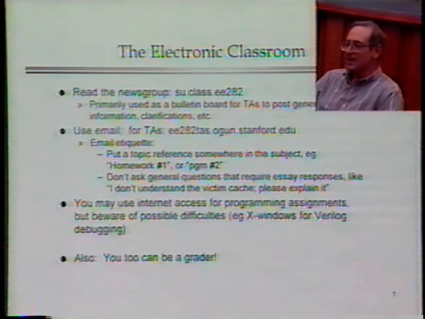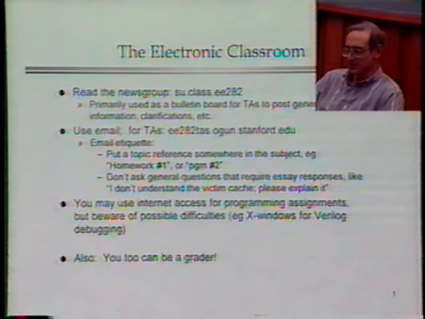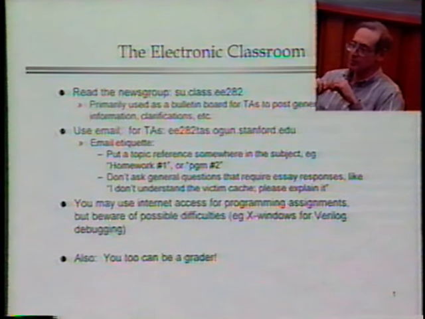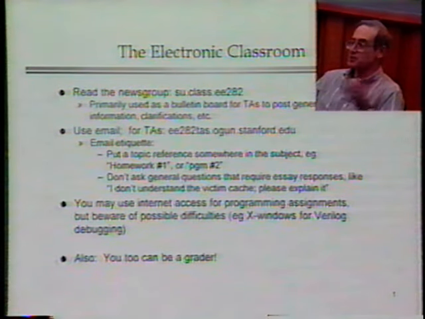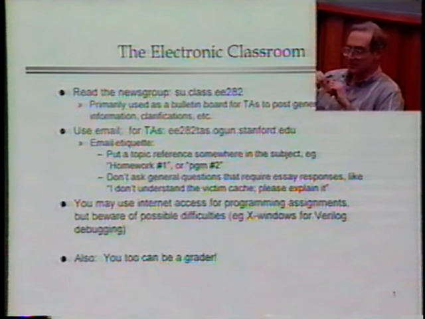Don't try to ask general questions that require essay-type answers, like, how does the cache work, from the TAs on the electronic mail mechanism. If you've got those sorts of fundamental dilemmas, it's important to resolve them. Come talk to us. Talk to me, talk to the TAs. But don't expect the TAs to be able to write a textbook online.